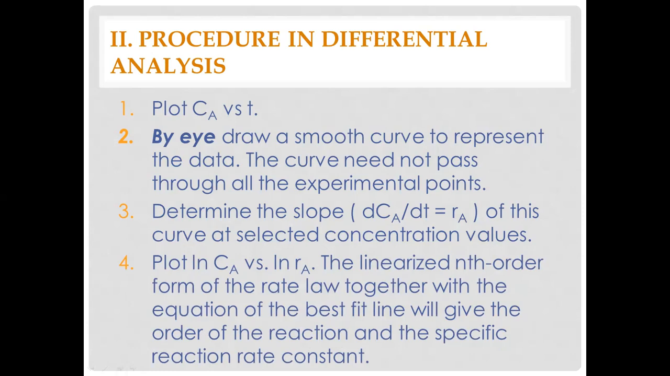Okay. Can you please take a picture of this set of procedures so I can go to the Jamboard and explain this number 4. Plot ln CA versus ln RA. The linearized nth order form of the rate law together with the equation of the best fit line will give the order of the reaction and the specific reaction rate constant. So please take a picture of that so I can go to the Jamboard and show how it's done.